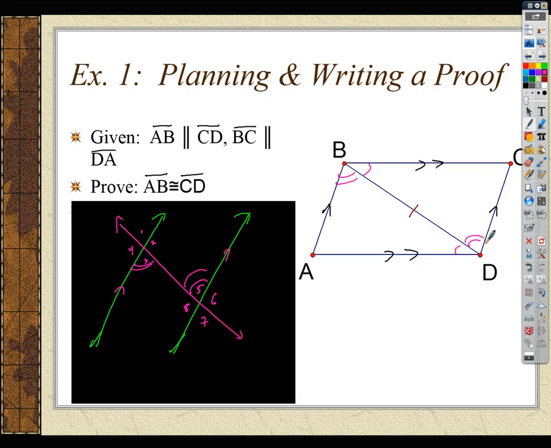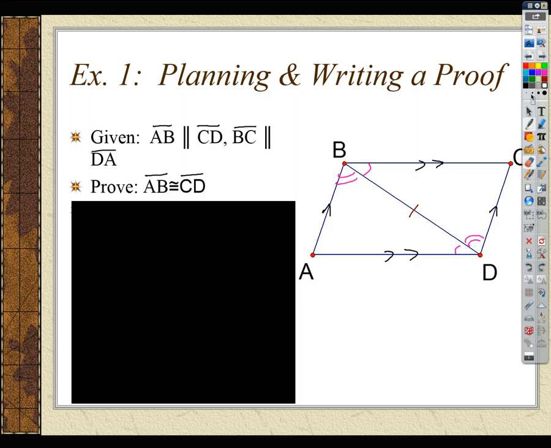And what's my reason for that? What kind of relationship do they have? If parallel lines are cut by a transversal, then what are those? Alternate interior angles are congruent, so the alternate interior angle theorem. Good. Now we've got to just finish this up. So now we can show that these triangles are congruent by what? ASA, right? Everybody see that?